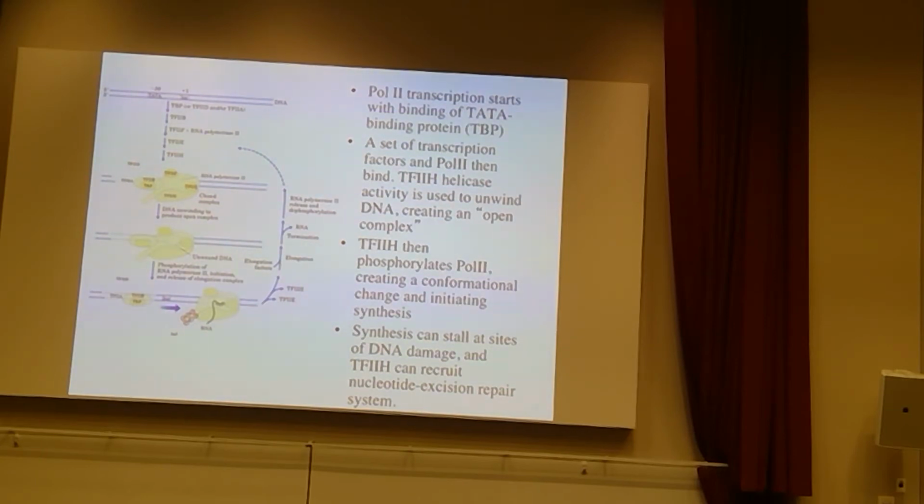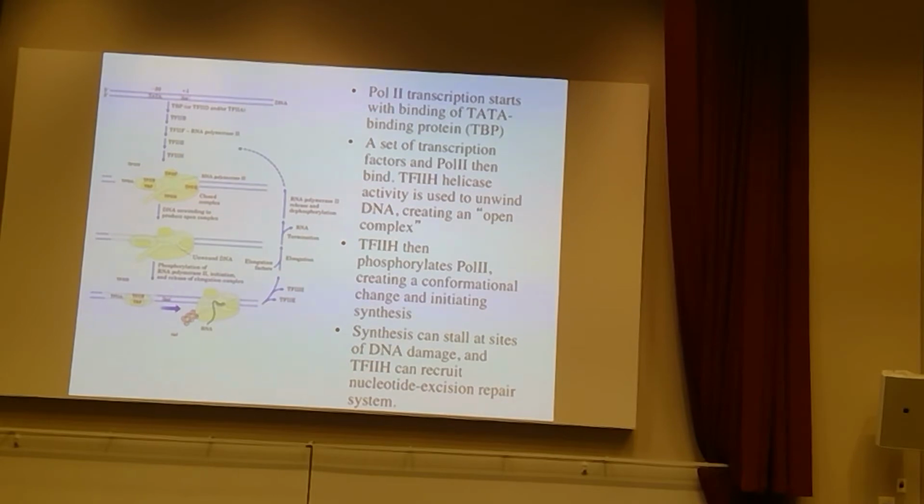The polymerase, at the same time that it's carrying out its main task of generating the RNA product, is actually performing a surveillance role as well. It's looking at the DNA and trying to figure out if there's any DNA damage, any sites where nucleotides have been cross-linked to each other, for example. At that point, the polymerase will go, wait a second, I don't know what to do right now, and it will stall at that site.